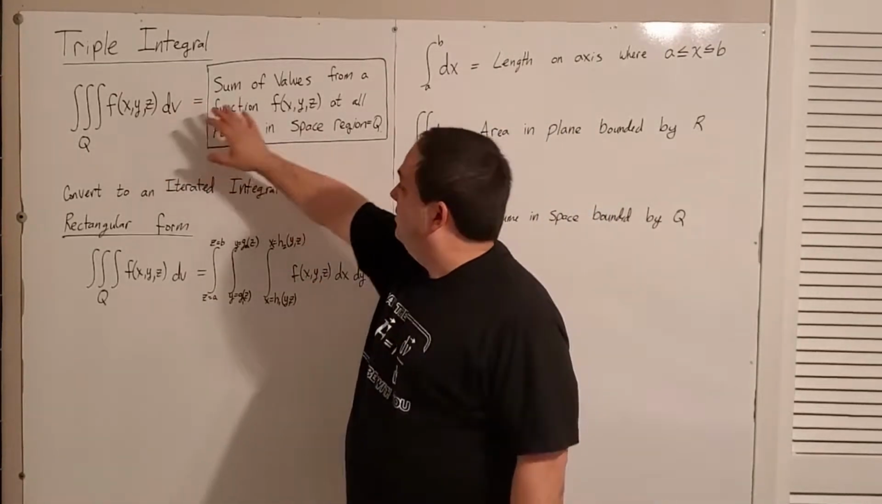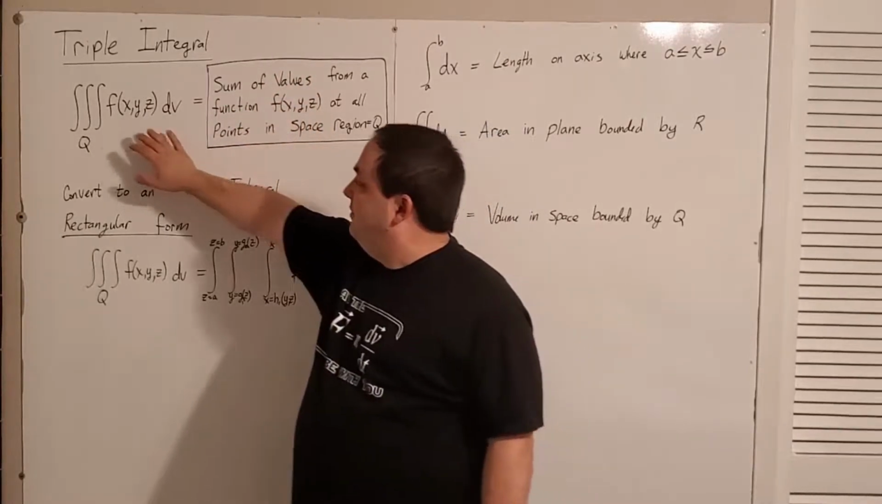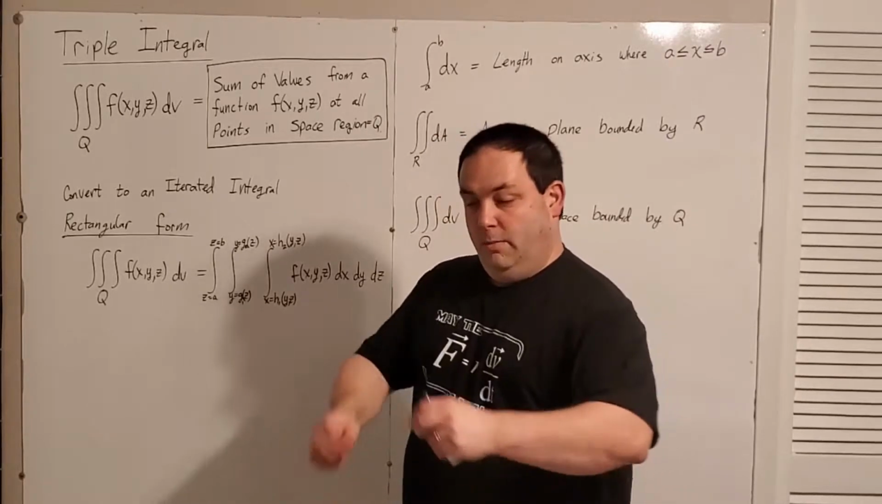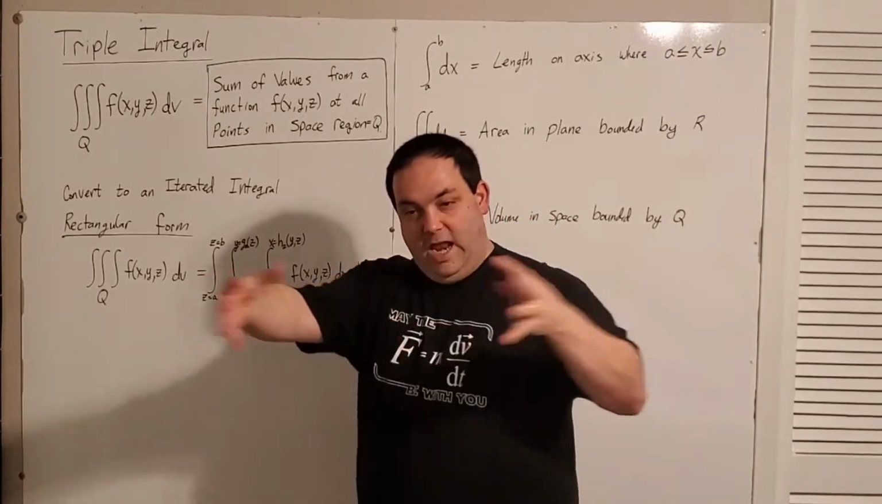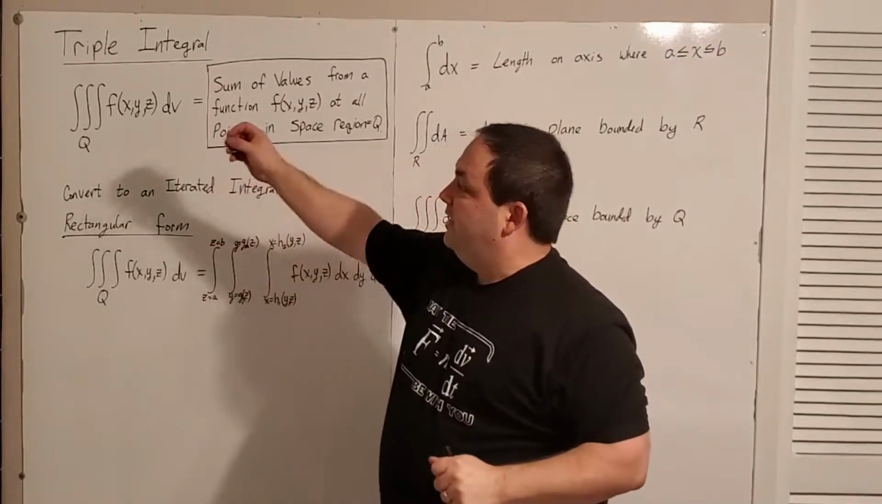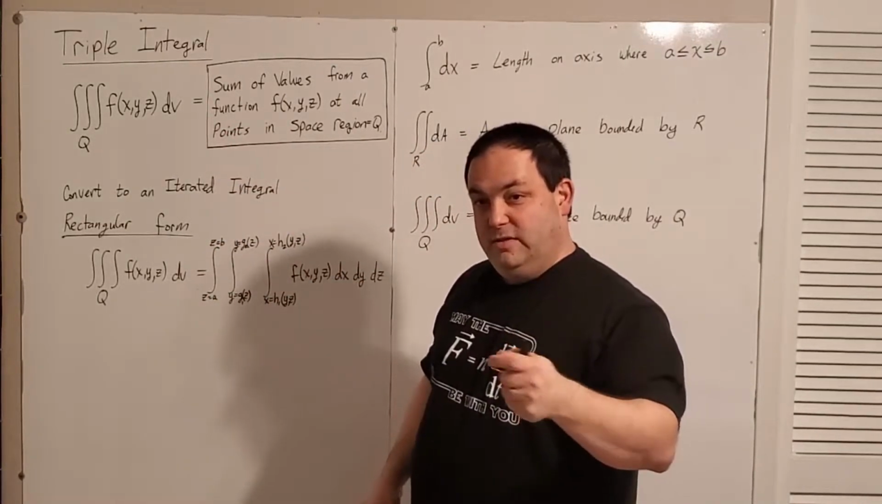So basically, we're just going to be summing all of the values of a function, just like any other integral would normally do. But instead of just in a line or just in an area, we'll be doing it inside of an entire volume. And that's what a triple integral actually does.